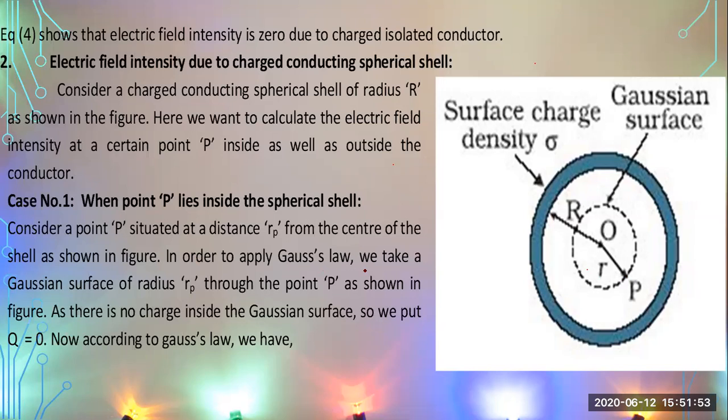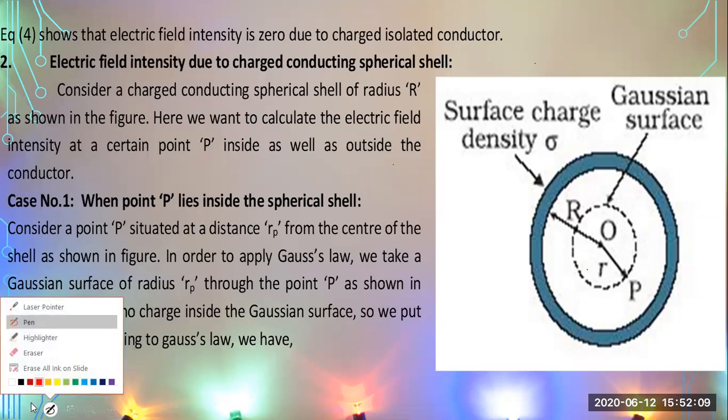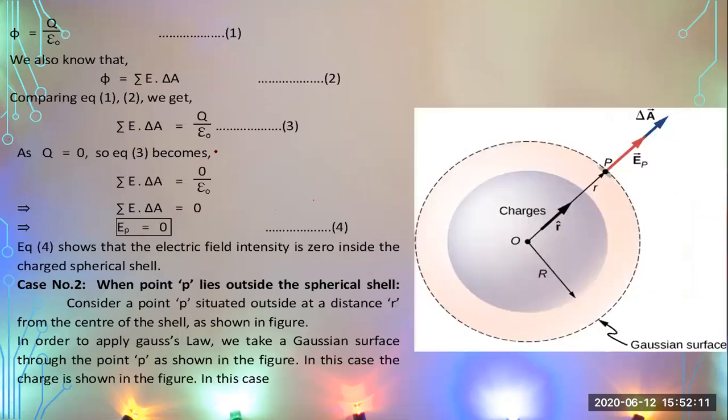In order to apply Gauss's law, we take a Gaussian surface of radius r through the point P, and there is no charge inside the Gaussian surface. So we put q equal to 0. Now according to Gauss's law, we have this formula, and it is q divided by epsilon naught.